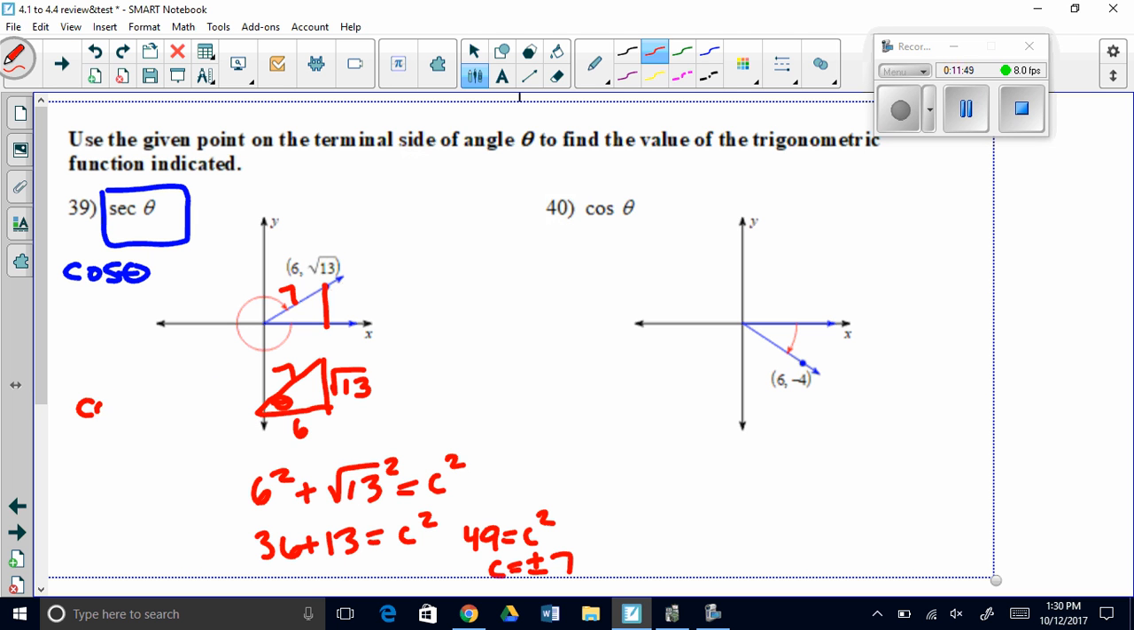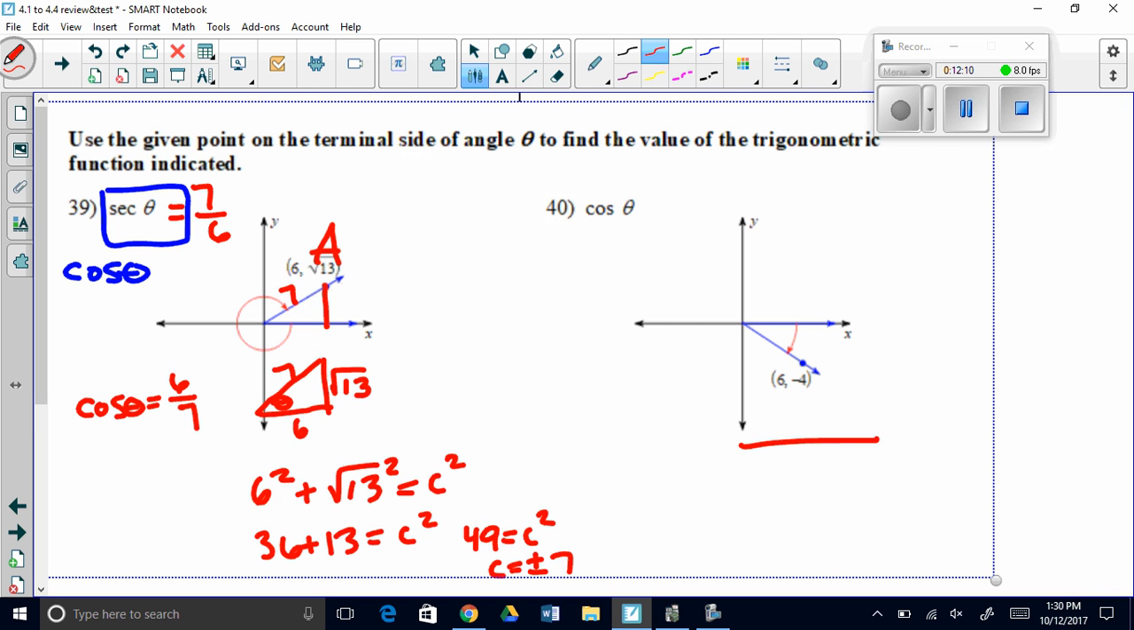And we know the cosine is x over the hypotenuse, or the adjacent over the hypotenuse. So the secant will just be that flip, so 7 over 6. And this is in quadrant 1, so everything's positive in quadrant 1.